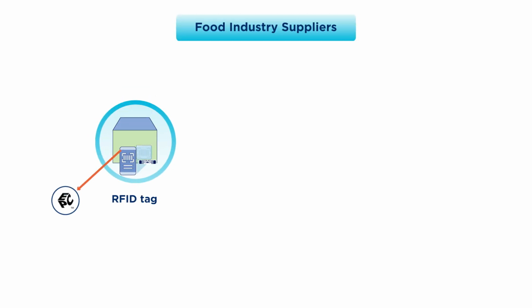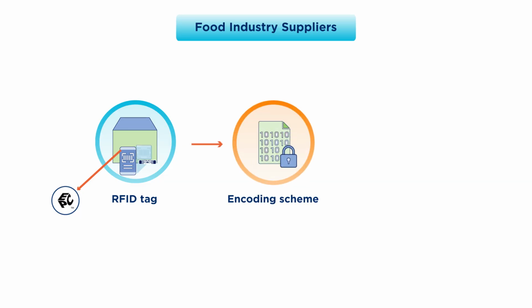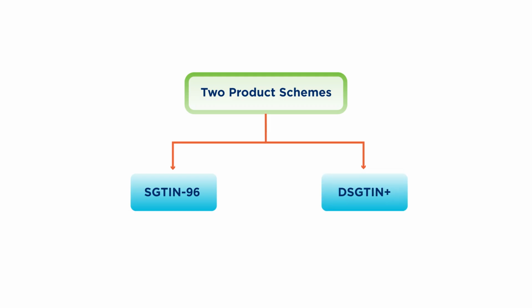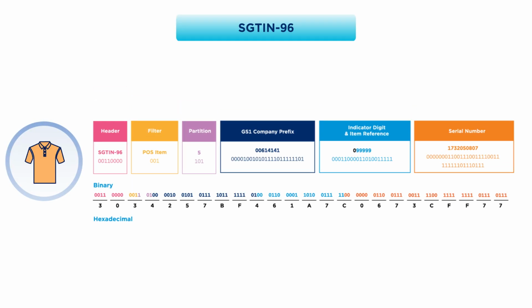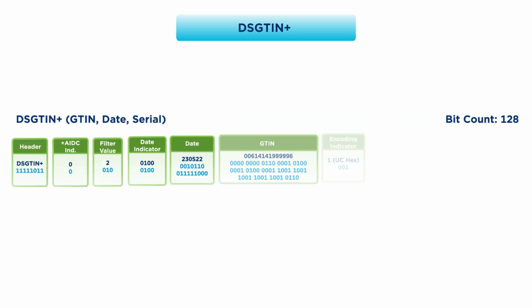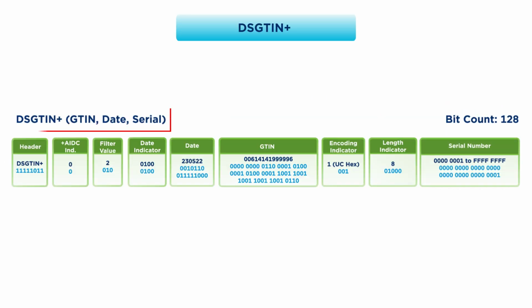The EPC, or data encoded in the RFID tag, is characterized by the encoding scheme, which is indicated by the first 8 bits. The two product schemes that we'll discuss here are the SG-1096 and DSG-10+. The SG-1096 is commonly used for apparel. It contains the G10 product identifier and serial number. The DSG-10+ scheme includes the G10 serial and date value and offers the ability to append batch lot or other additional values such as net weight.